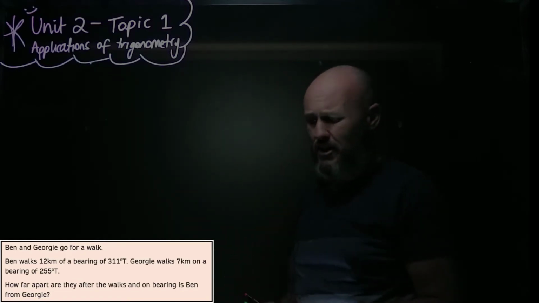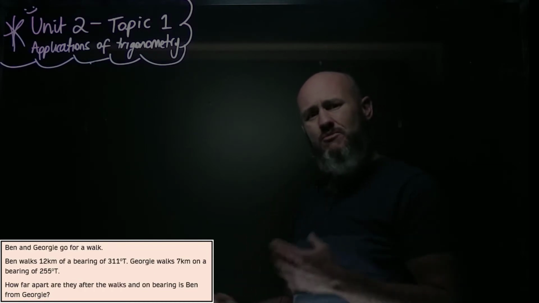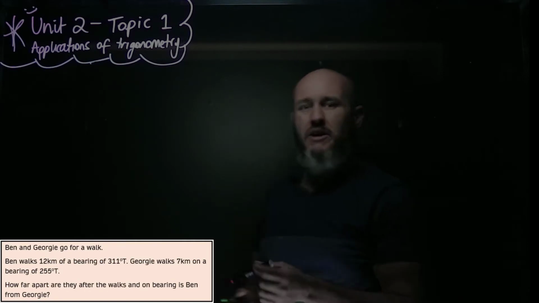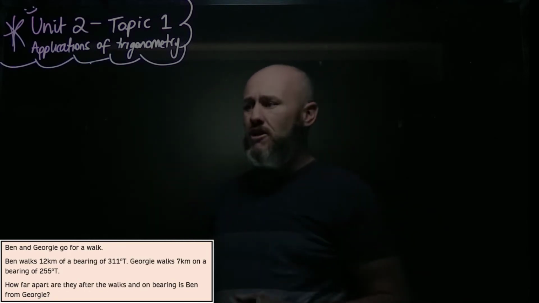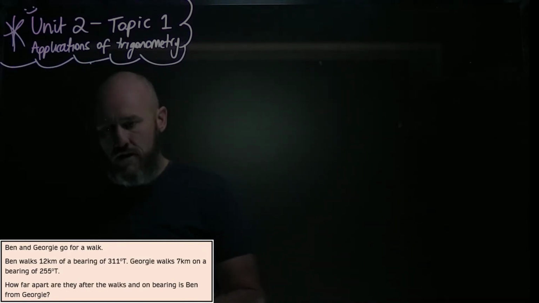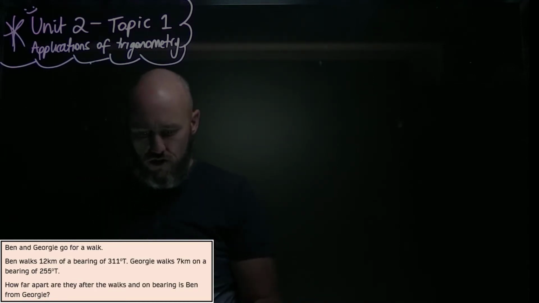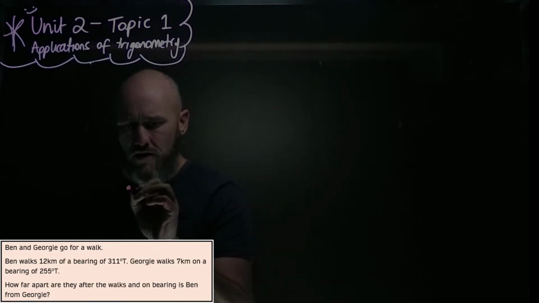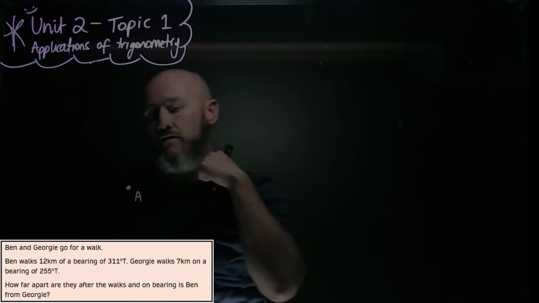Now it's important to note here that again we're in a situation where non-right angled trig would probably make this a bit easier, but alas we're going to just move forward and embrace the enjoyment of the question. So let's start with a value here. We've got 311 degrees true and 255. So Ben's this way a little bit, Georgie's this way a little bit. So we're going to do our starting there, A.